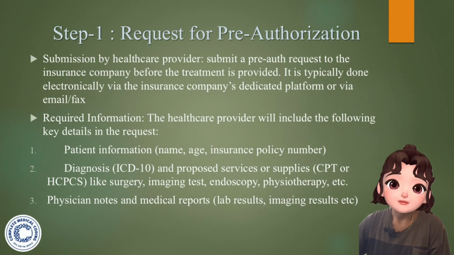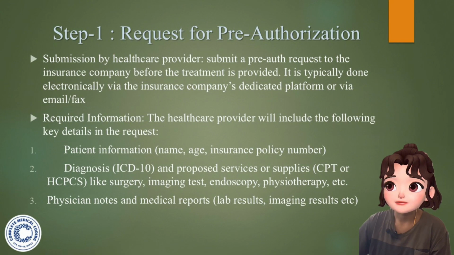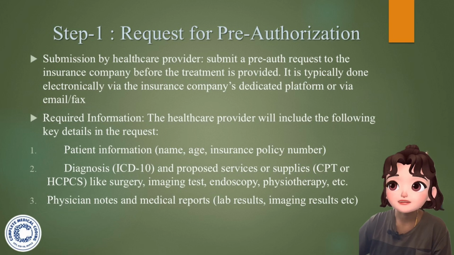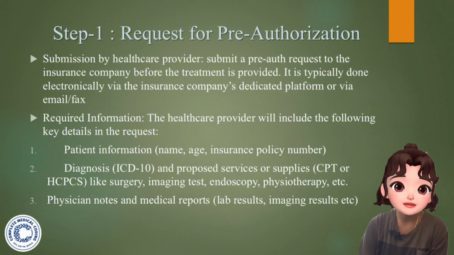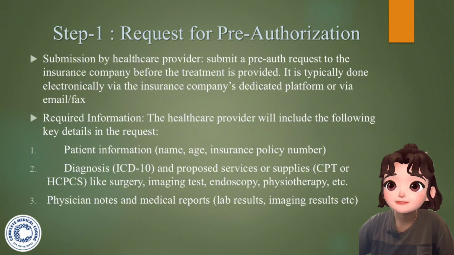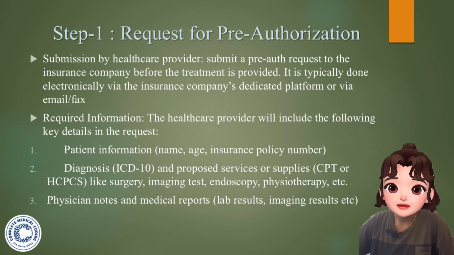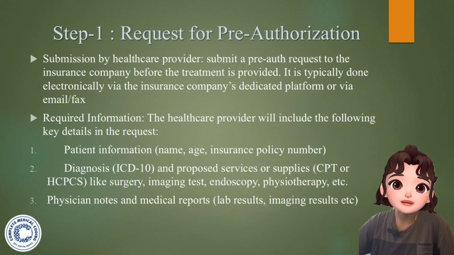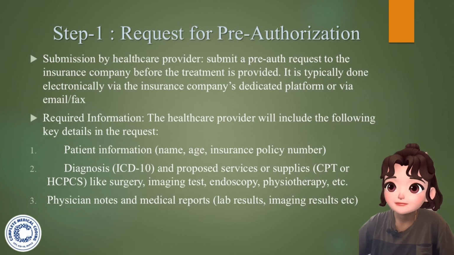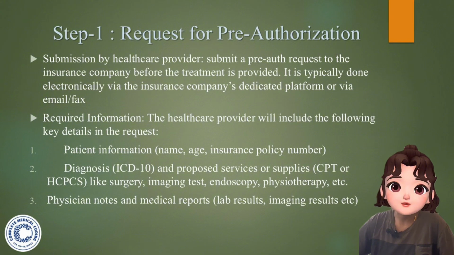So there are certain steps for doing pre-authorization. The first step is the request for pre-authorization. How do we apply for a pre-authorization request? Submission by the healthcare provider. That is the first step. As the healthcare provider, you have to submit a pre-auth request to the insurance company before the treatment is provided.